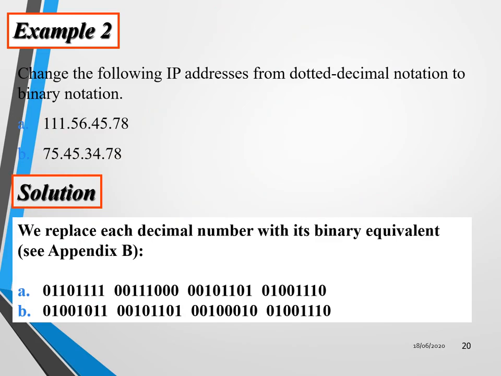In the next question, we have to change the following IP address from dotted decimal notation to binary notation. Students, for this, one method is that we divide 111 by 2. 2 fives are 10 and 2 fives are 10, and 1 comes as the remainder.